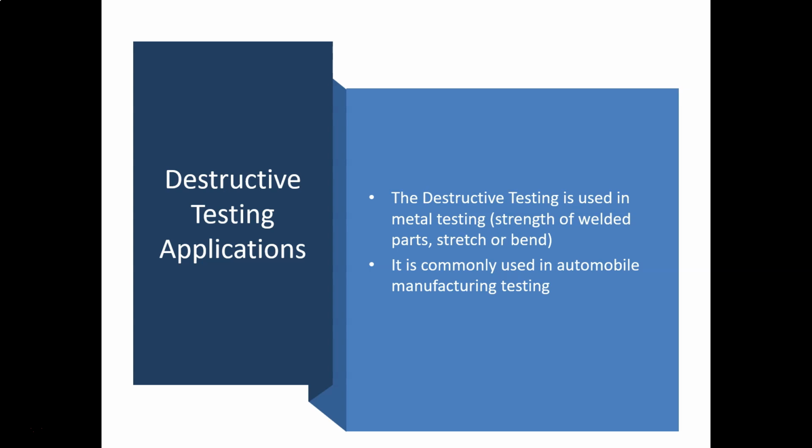The destructive testing is used in metal testing, for example, testing the strength of welded parts or other metal characteristics by stretching or by putting tension on bending parts or on welded parts. So we can bend it, we can stretch it until it breaks, so we can see whether it holds or not, or to what limit it can hold before it breaks.